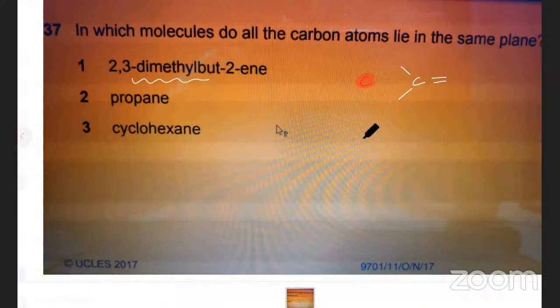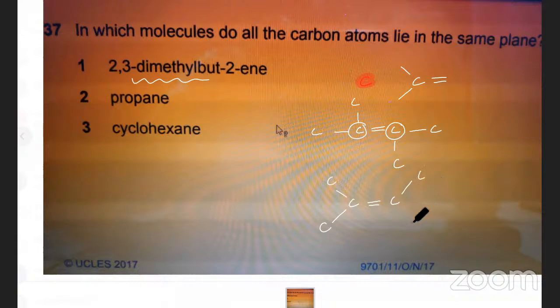So 2-methyl butene. That would be butene with a double bond and 2,3-dimethyl, right? So is this carbon planar? Is this carbon planar? Both of them are planar, right? So if I draw this molecule, it's going to look like this. It's one carbon, trigonal planar, double bond, the other carbon atom. So it's like two fans lying flat, one fan attached to another fan. They're all completely flat, completely planar. So this one is correct, the first one. Is propane planar?